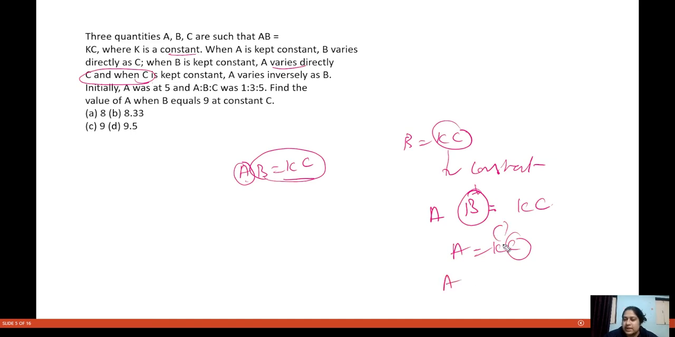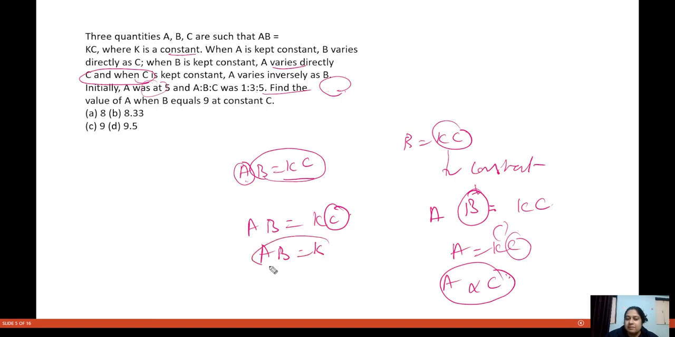It is saying A varies directly as C, and when C is kept constant, A varies inversely as B. So you know AB equals KC. If C is kept constant, then AB equals K, which means A equals K by B. Now K is constant. That means when B increases, A will decrease. So this is the information given to us.